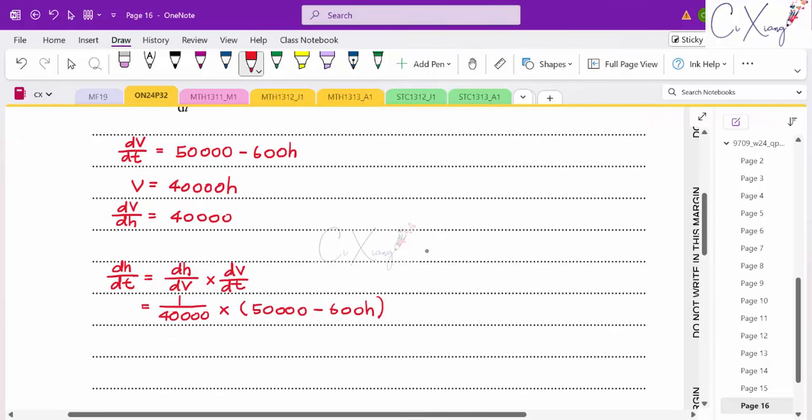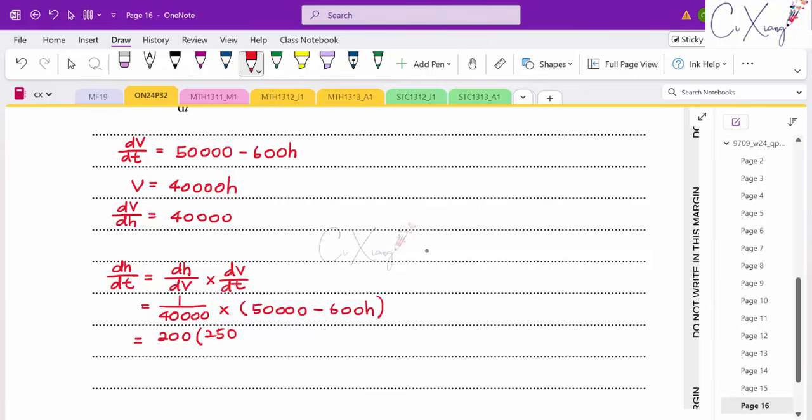Then I think we can try to simplify our expression here. I can factorize out the 200. When I factorize out the 200, I'm having 250 minus 3H divided by 40,000. Then continue again. When I simplify the top and the bottom, I'm having 200 here. So this is what we get: 250 minus 3H divided by 200. And hence, this is how we get the answer that they want us to show.